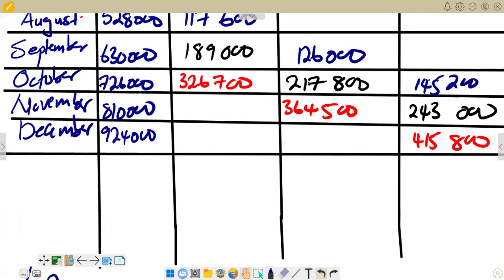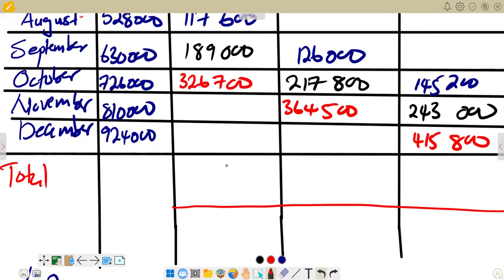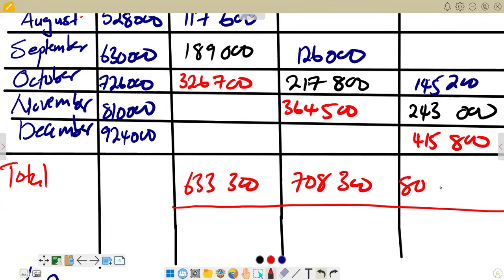So obviously now we have the total column that we are going to have here. We are now calculating the total receipts for October, November, and December. If you add the first column, the total is 633,300. You add the second column, the total is 708,300. Third column, you add, you're going to get 804,000. So these are our total receipts. We are going to include them in the cash budget.